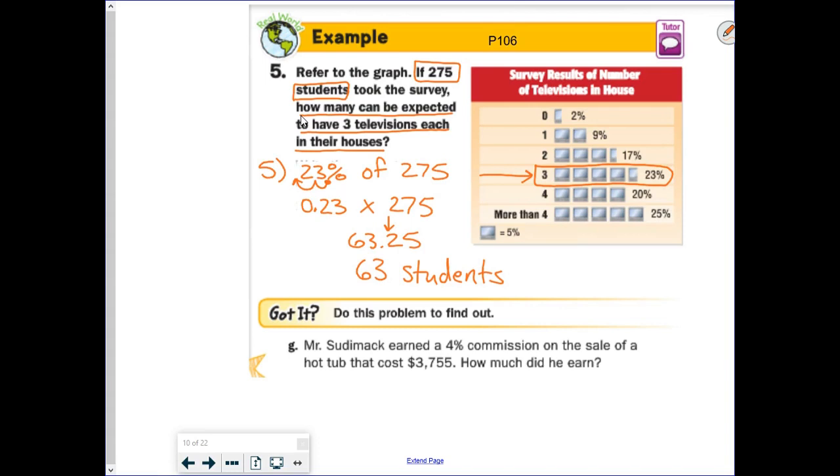That brings us up to the final letter problem here on page 106, letter G. Why don't you give that one a try?